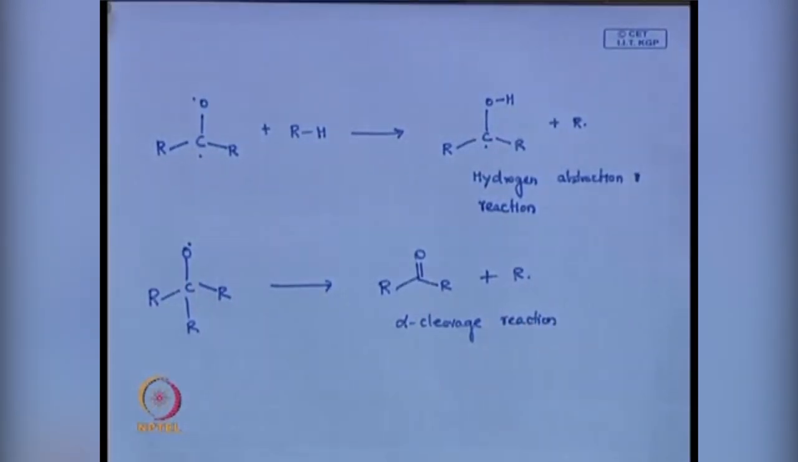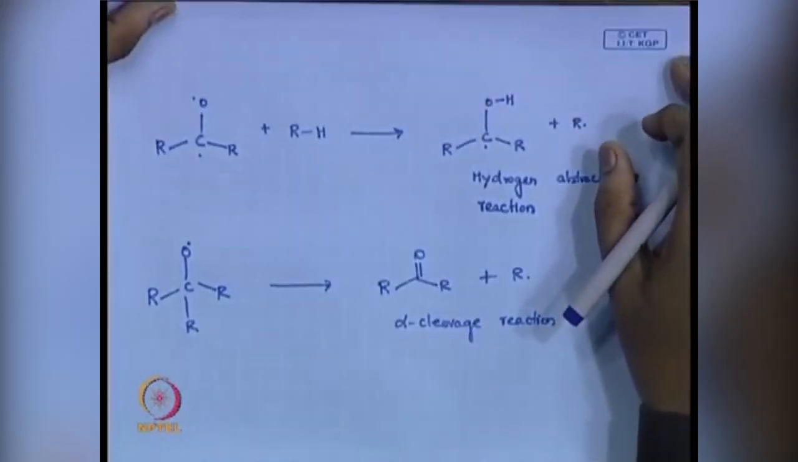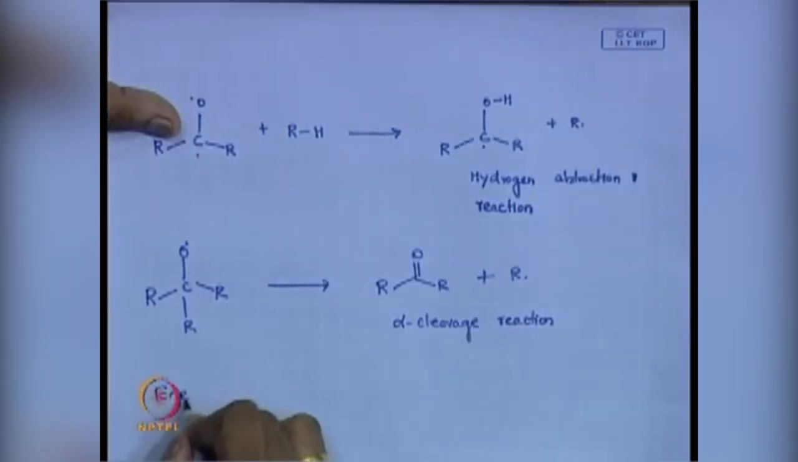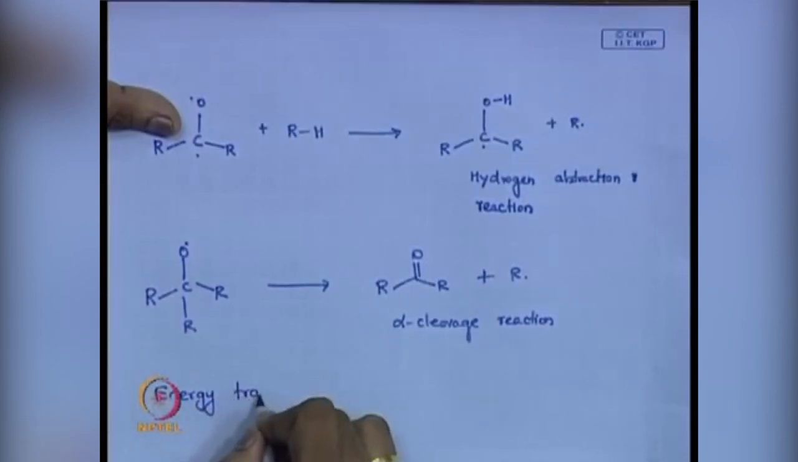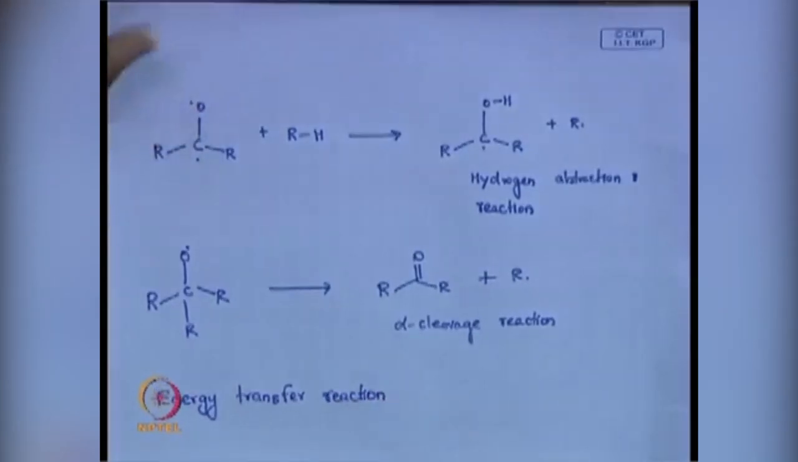Most of the time this is the one which predominates. You take any ketone, for example, you have studied the Norrish type 2 reaction. When Norrish type 2 happens, immediately it will also give you an alpha cleavage reaction. Carbonyls are very prone to do that chemistry. So, this is another important part. We have seen another reaction, your energy transfer, which I can write. The last one will be your energy transfer reaction.